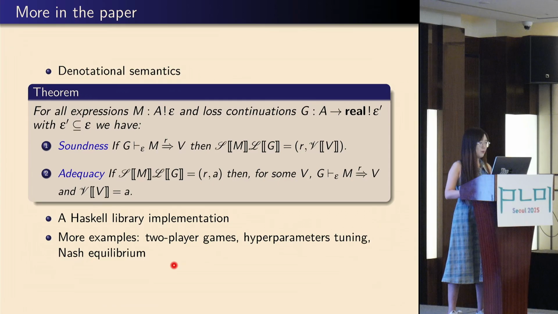We also have fully developed denotational semantics that is proven to be sound, and we proved an adequacy result that the denotational semantics coincides with operational semantics. And we have implemented our calculus as a Haskell library and provided more examples in the paper, including two-player games, hyperparameter tuning, and Nash equilibrium. With that, I'm happy to take questions.